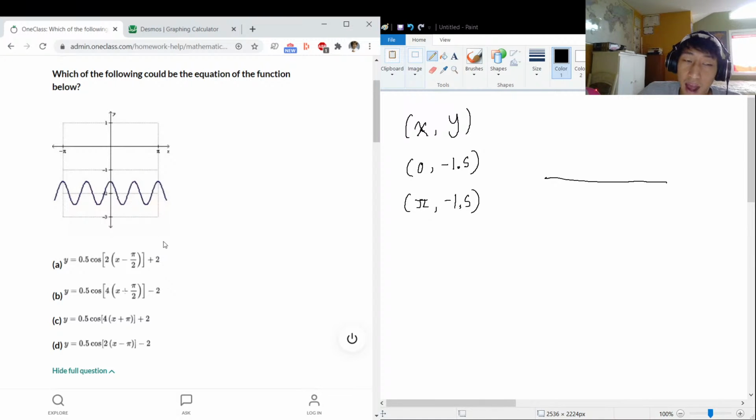So if we were adding, we would be moving the entire wave upwards. So we need a minus term for it to move downwards. So A and C can be disqualified quickly just off the fact that they have plus terms at the end. So we know that not A, not C. So we have to check between B and D who works out. Well, we can just sub in our points of interest and we can hopefully find out.